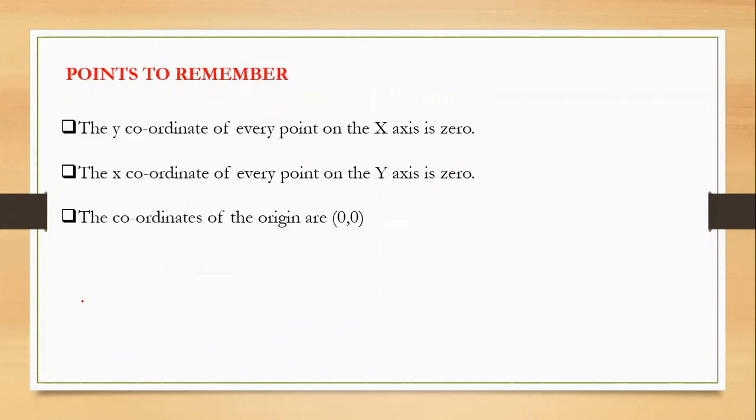Points to remember, this we have done just now. So it is important to remember these points. The points are, the y coordinate of every point on the x-axis is 0. Okay. The x coordinate of every point on the y-axis is 0. The coordinates of the origin are 0, 0.